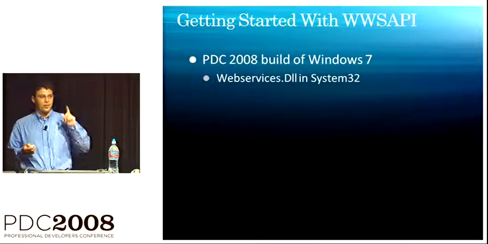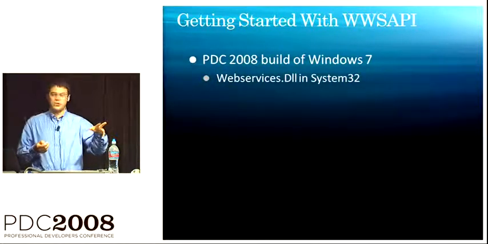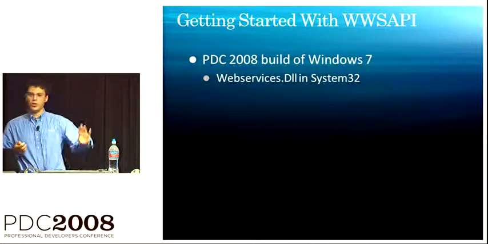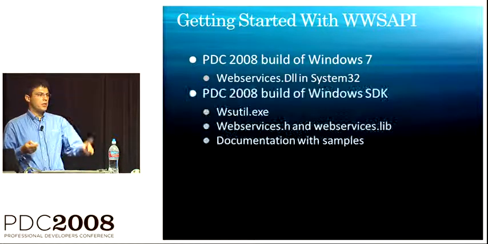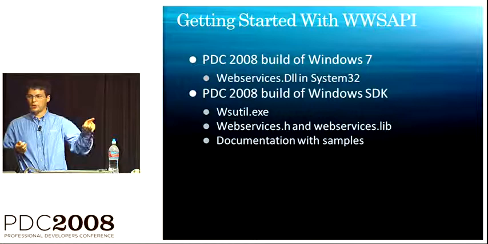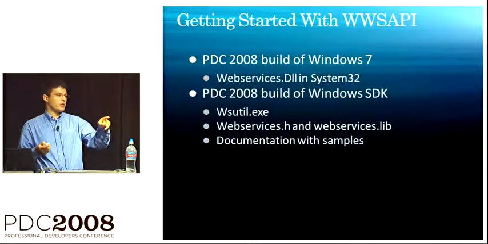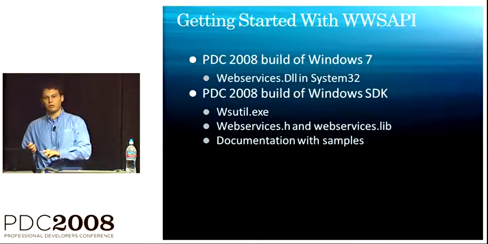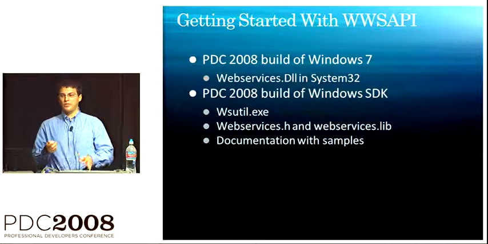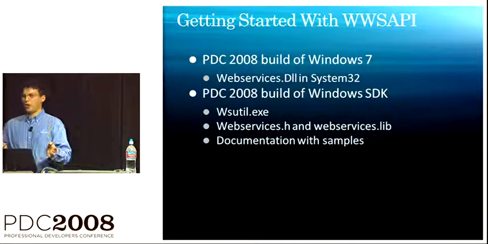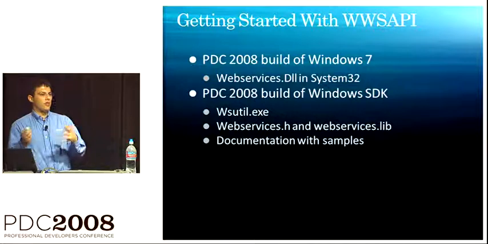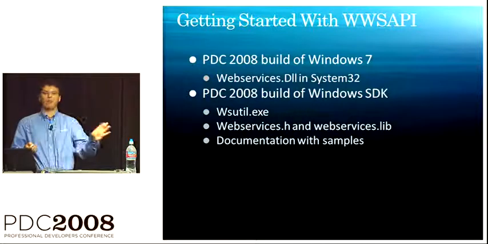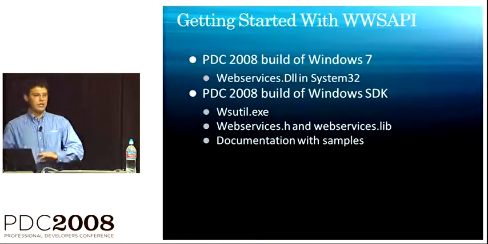So how do you get started? PDC build of Windows 7 has the web services DLL in System32. This is the runtime component that you're using when you use these APIs. The PDC build of the Windows SDK has the tool wsutil.exe, the header and library files, and a preliminary build of the documentation. It's very detailed. It goes through every function, every structure, every kind of scenario, the channel layer, and everything. It's up to date, and it's great documentation. And we have 92 samples for pretty much every part of the APIs, client and server.